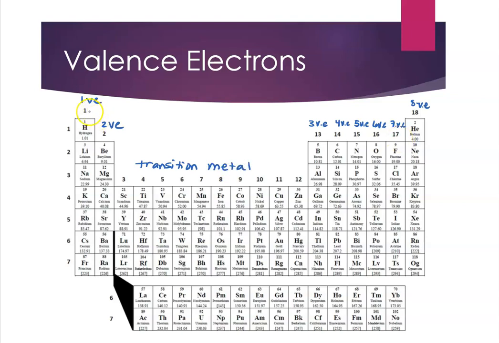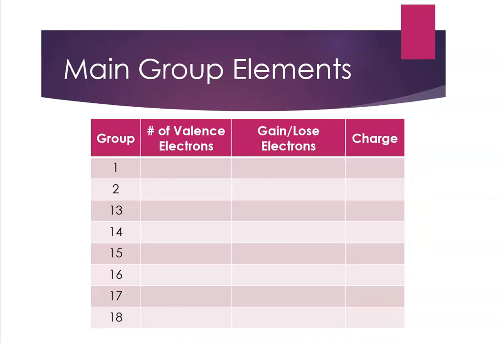So I know the number of valence electrons by the last number in the group that element is in, for all of my main group elements. Based on the number of valence electrons, I can then figure out what the charge is going to be. Group 1 has 1 valence electron, group 2 has 2, 13 has 3, 14 has 4, 15 has 5, 16 has 6, 17 has 7, and 18 has 8.